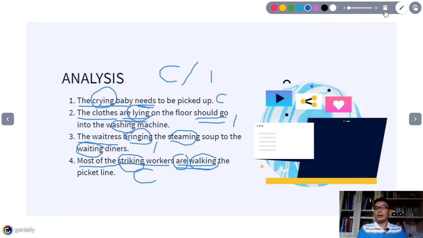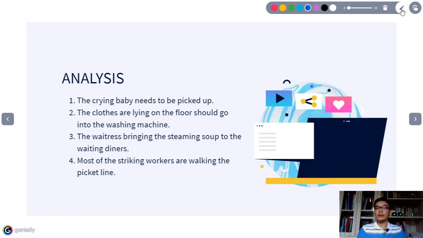Okay, so I hope the explanation will help you to understand more about the present participle. And this brings me to the end of the video.